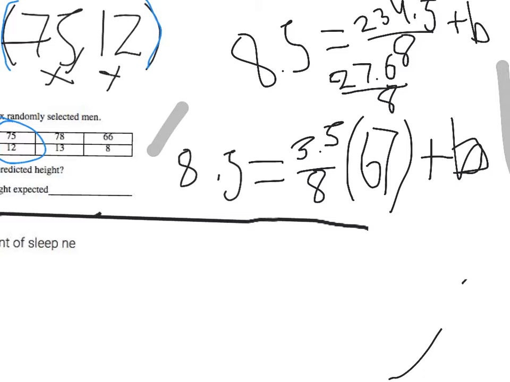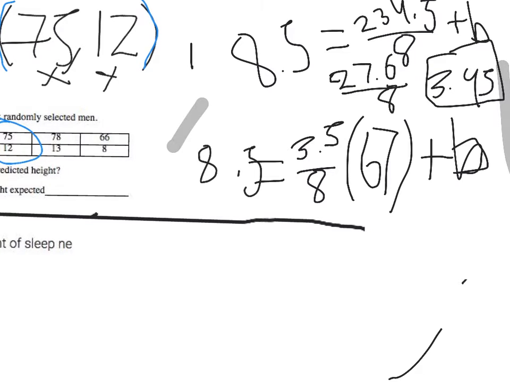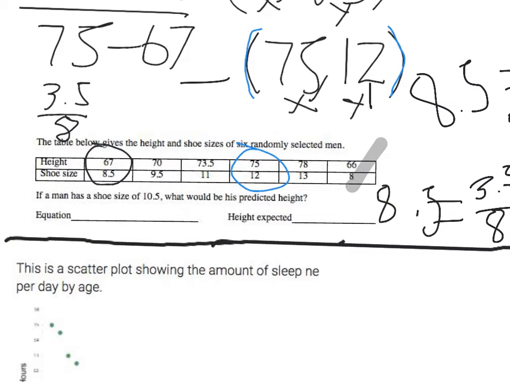Alright, so then from there, our b will equal 3.45. From there, we'll set up our new equation, which is y equals 67 plus 3.45. So our answer will be height expected is 70.45 for our answer.